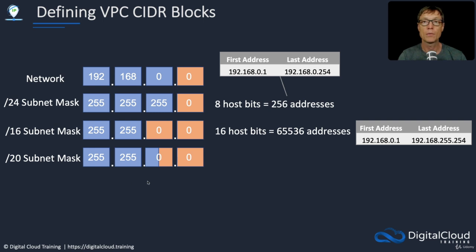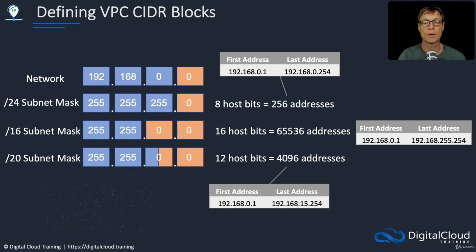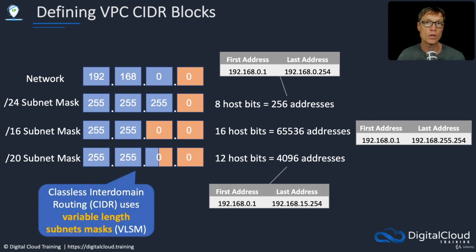We can have something called a variable length subnet mask. And in this case, what's happening is you can see here the subnet mask borrows 4 bits from the host portion. So there's 4 bits used in the network portion and 4 bits of this particular octet used for the host bits, which gives 12 host bits. Now that means we get 4,096 addresses for that subnet. So this is when we're using classless interdomain routing with something called variable length subnet masks.